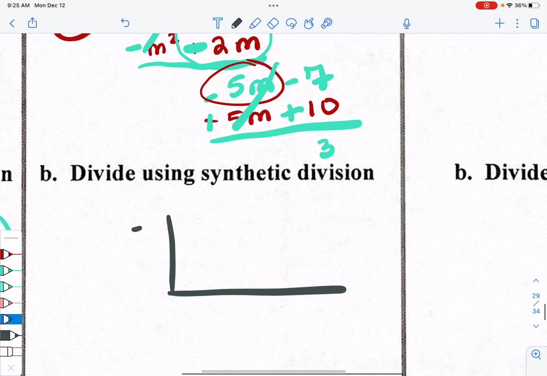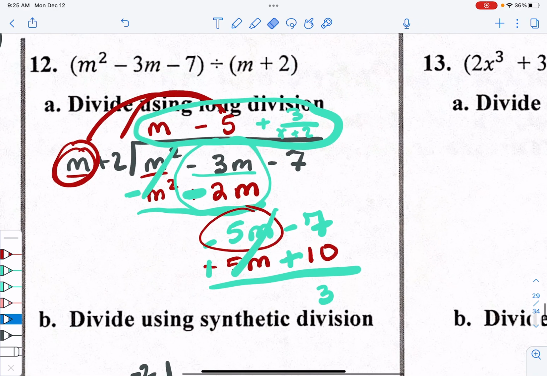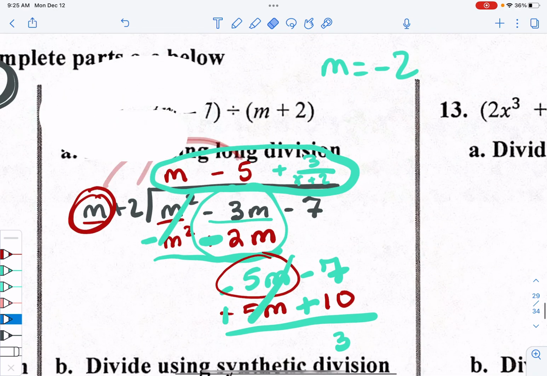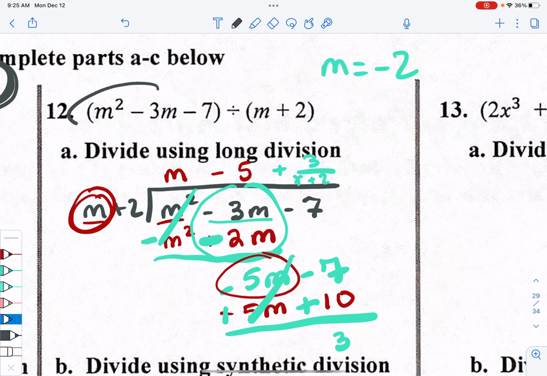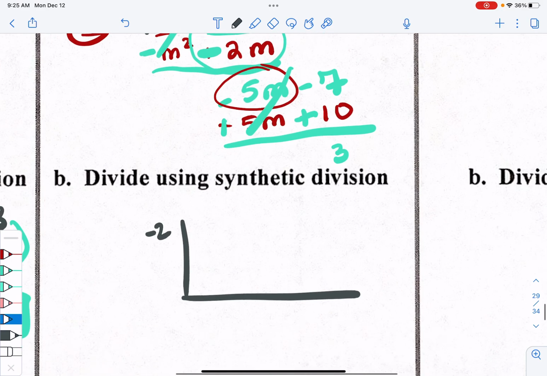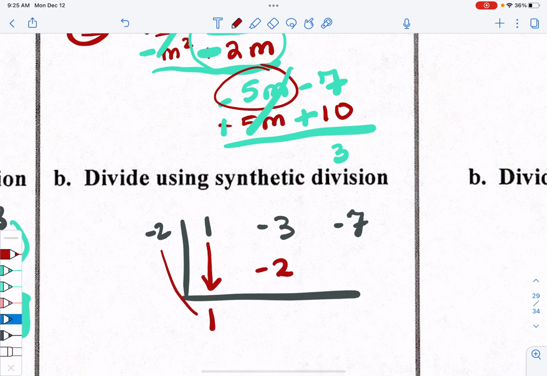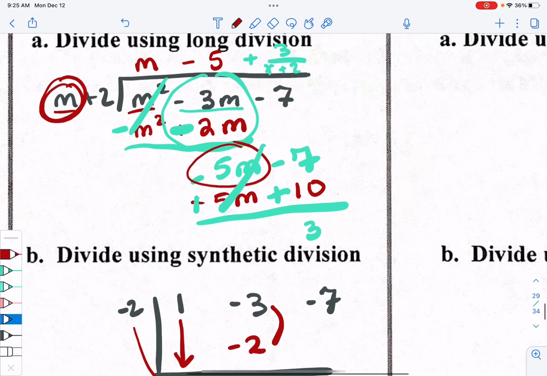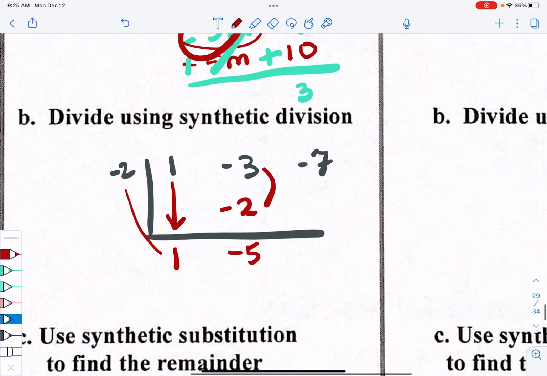Negative 2 goes on the outside, and my coefficients are 1, negative 3, and negative 7. Now we do our 1 down, multiply these, that's negative 2, add these, that's negative 5, right? Same steps here. Then I multiply those, and that's positive 10, and add those, and that is positive 3, and that's my remainder, okay?